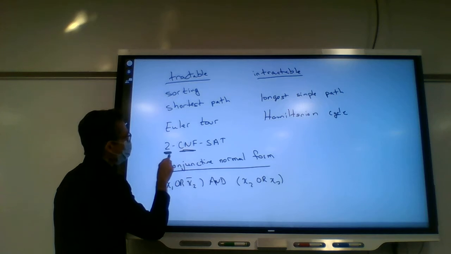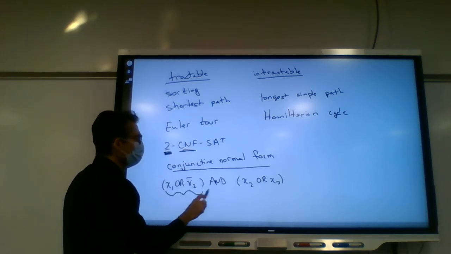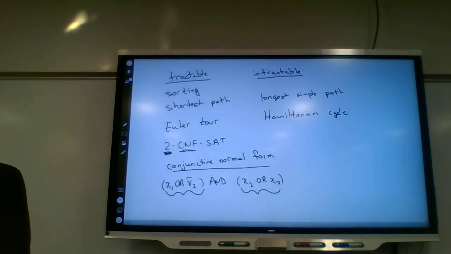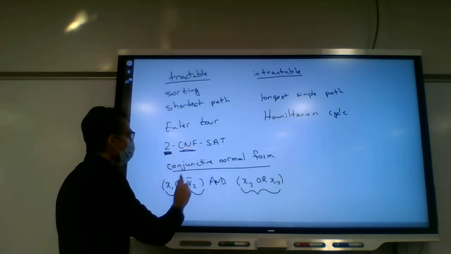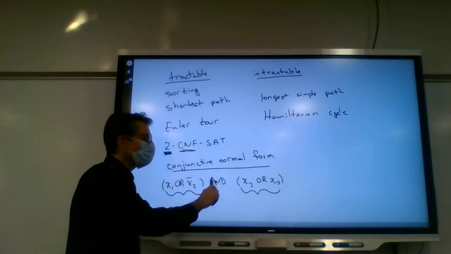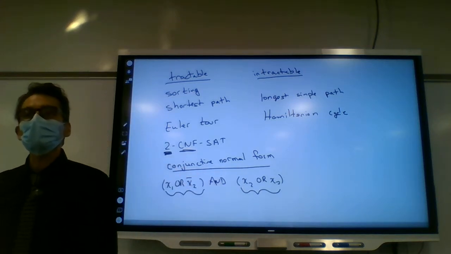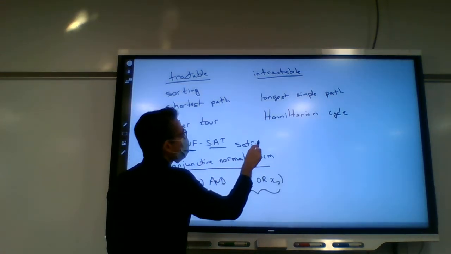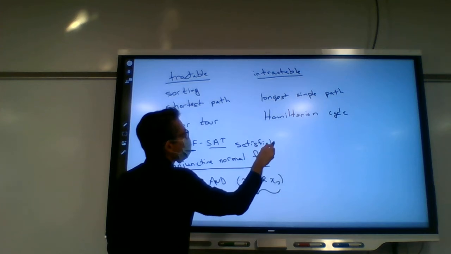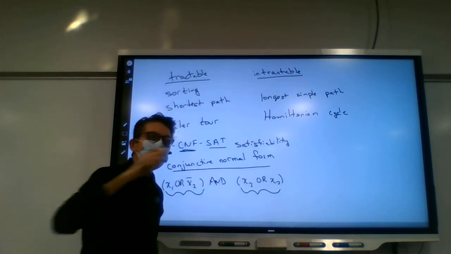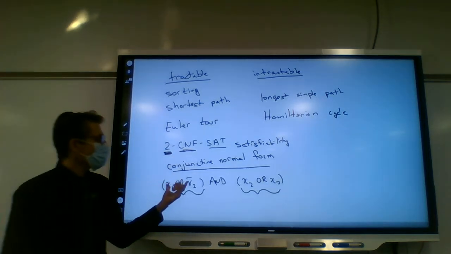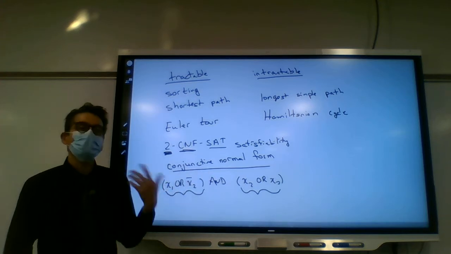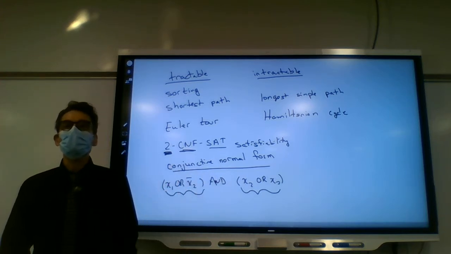So the 2 part in this means that inside each clause, there are always two of our variables. The CNF part, the conjunctive normal form, means that inside the parentheses it's always or, and between parentheses is always and. And this part stands for satisfiability. It is trying to find true or false values for x1, x2, and in this case x3 that will make the whole thing true.